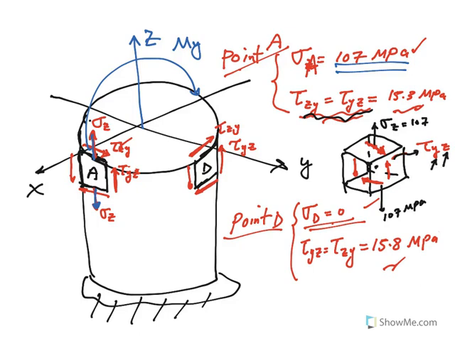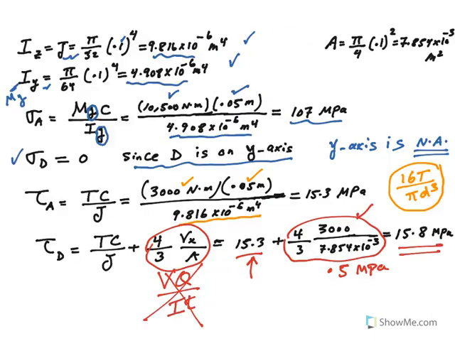Remember, if you look at the center of this cube, you are on the Y side, right? But this is the direction, so on the Y side, but acting in the Z direction. And I was just about to say that at point D, you already know sigma at D is 0 and tau YZ is equal to tau ZY, and that was 15.8. That's where we added to TC over J the VQ over IT, or even better, 4/3 V over A.